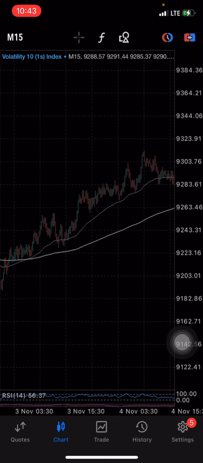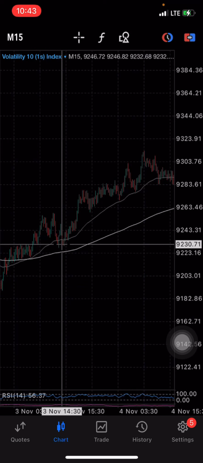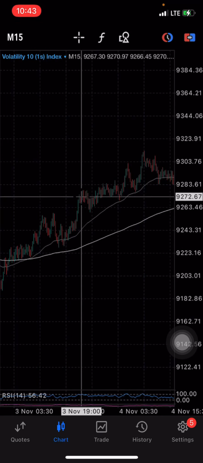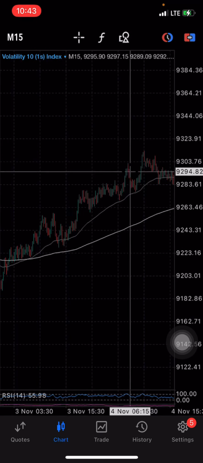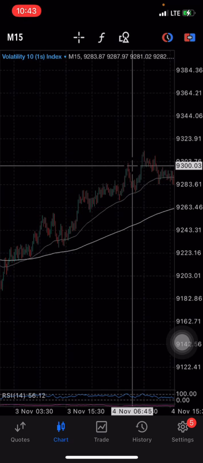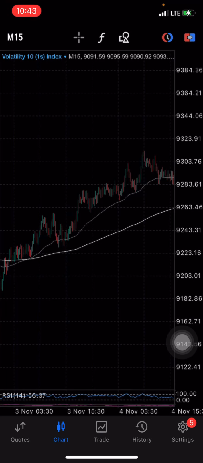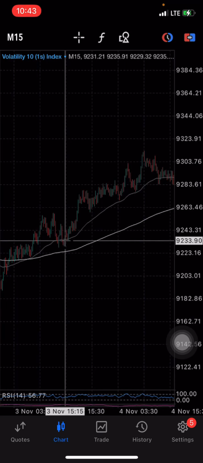What do we have here? Same thing. Is there a reversal here? Yes. To the upside. Is there a reversal here? Yes. To the upside. Now, using this EMA rejection strategy, it simply means we want to be trading off these zones.